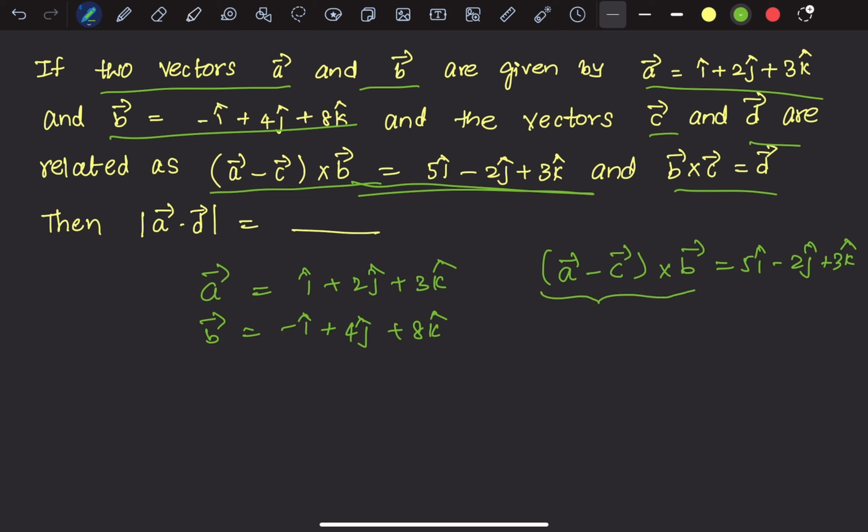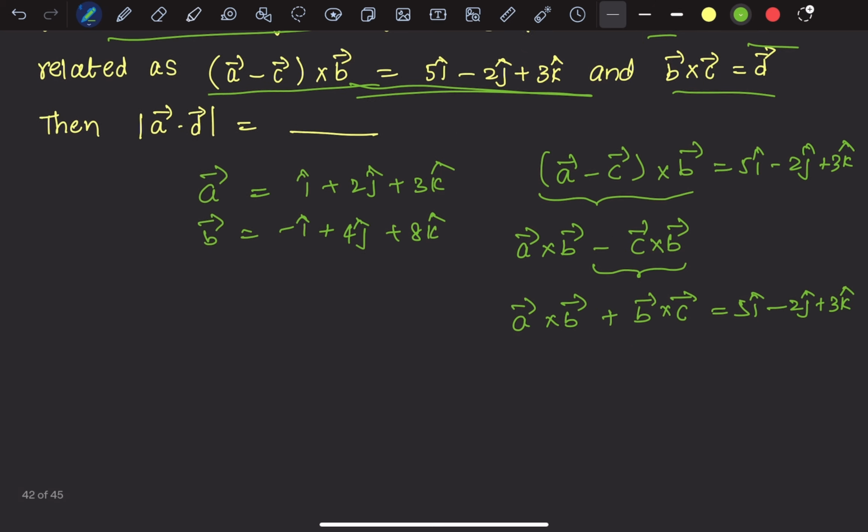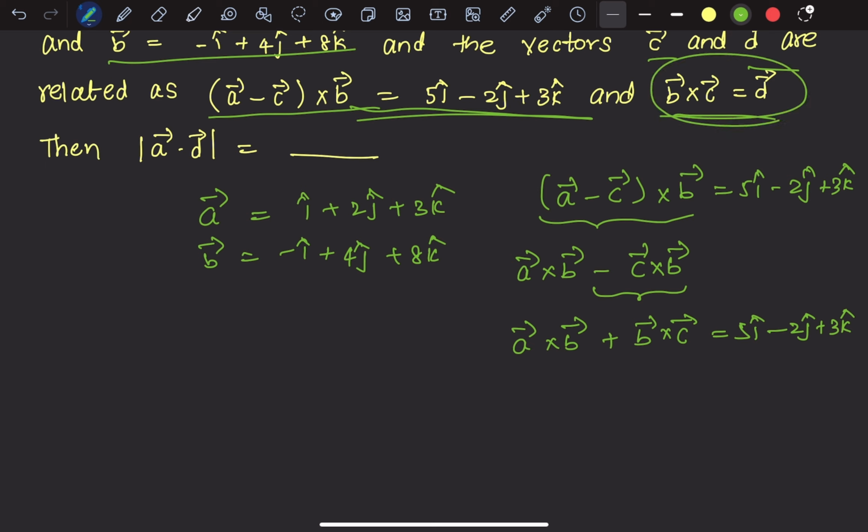So let us split this cross product. So this will be A bar cross B bar minus C bar cross B bar. So minus of C bar cross B bar will be simply B bar cross C bar. So B bar cross C bar. So this is equal to 5i cap minus 2j cap plus 3k cap. Now it is given in the question that B bar cross C bar is D bar. So this is D bar. A bar cross B bar plus D bar is equal to 5i cap minus 2j cap plus 3k cap.